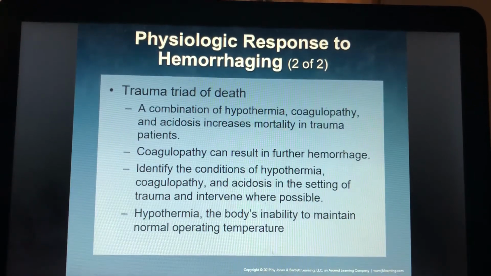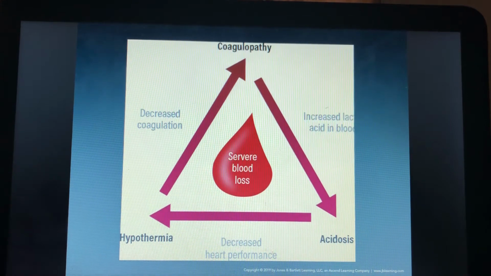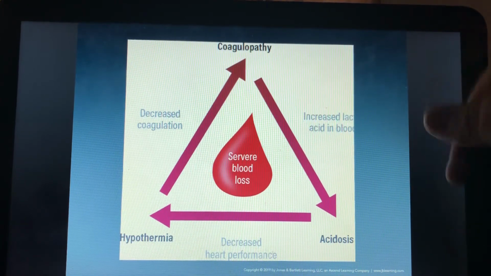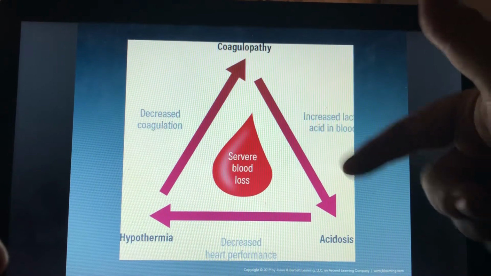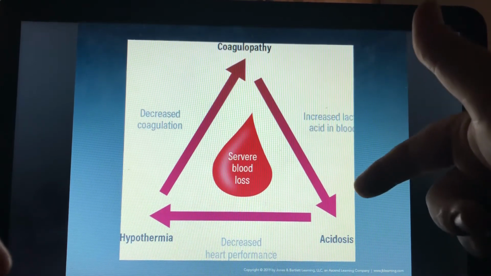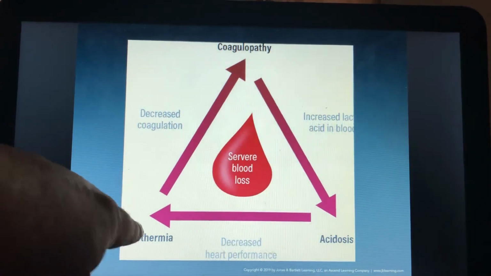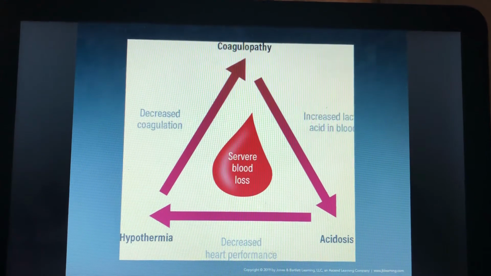We talked about the triad of death. I think I put a picture of it there. The coagulopathy. Basically, as you're losing blood, you're losing clotting factors. You're also losing red blood cells that carry oxygen and carry CO2. So CO2 buildup is going to cause acidosis, because obviously if you're not delivering, you're not picking up. And hypothermia, they will get cold. And that's because blood is being shunted to the core.